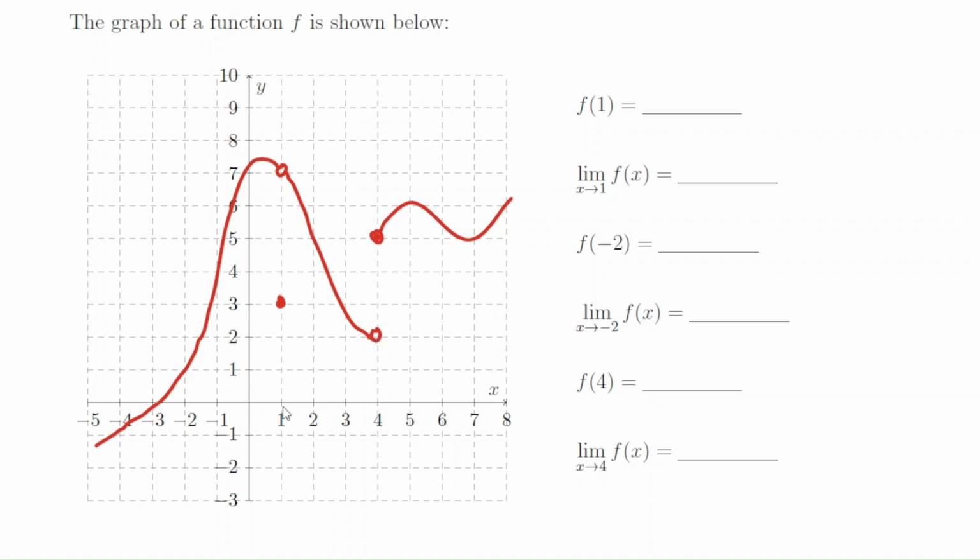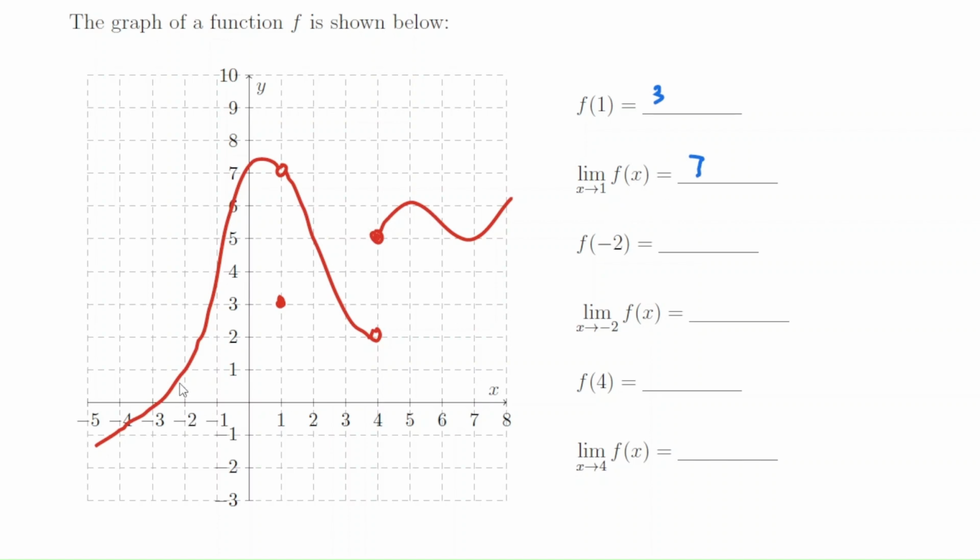So let's answer these questions. What's f of 1? Well, notice f of 1 is not way up here. f of 1 is actually just 3. Now, what's the limit as x approaches 1? Well, if we plug in these values that are close to 1, notice our output values are going to be close to 7. So the limit as x approaches 1 of f of x is 7.